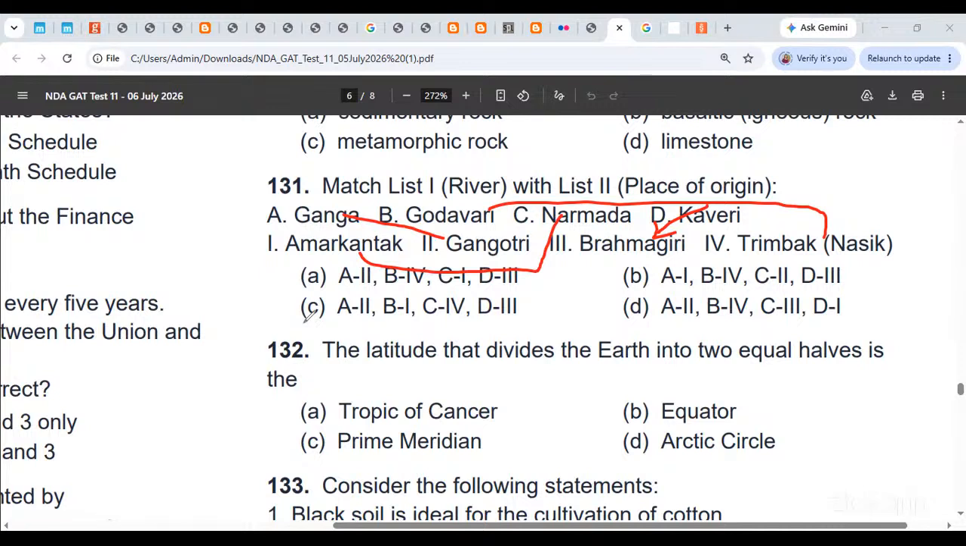Okay, so this is how your thing is going to go. Ganga in the Gangotri is going to be 2, then 4, then Narmada 1, 2, 4, 1, 3. Yeah, option A is going to be your answer. Okay, please remember Ganga has its origin in the Gangotri. Godavari, its origin once again in the Western Ghats, Trimbak, Nashik. Narmada has its origin in the Amarkantak range, and obviously Kaveri has its origin in Brahmagiri hills. Okay.